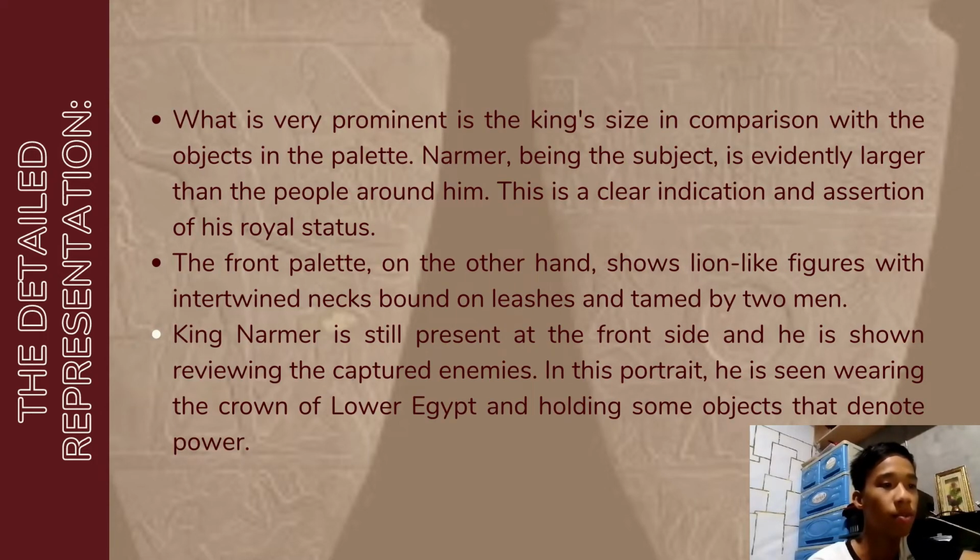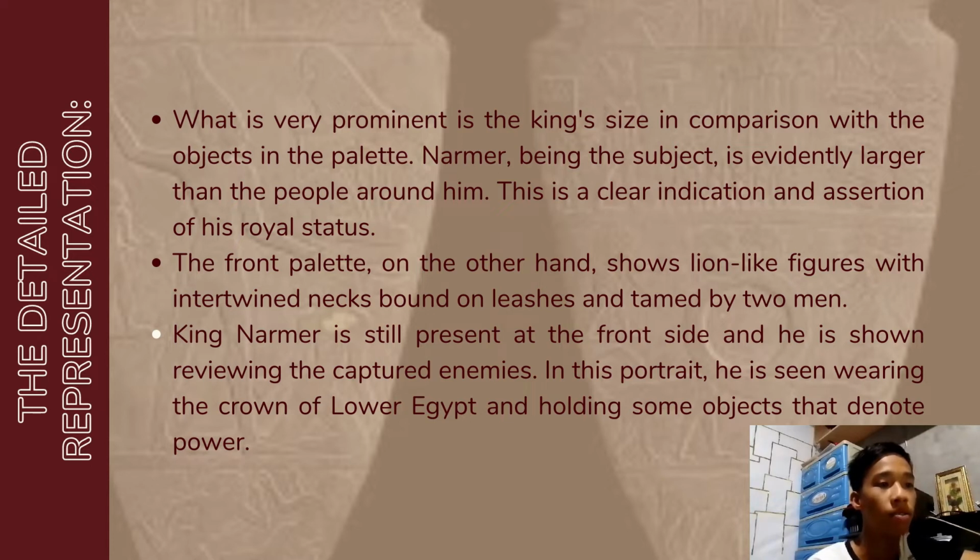What is very important is the king's size in comparison with the objects in the palette. Narmer, being the subject, is evidently larger than the people around him. This is a clear indication of his ascension and royal status.